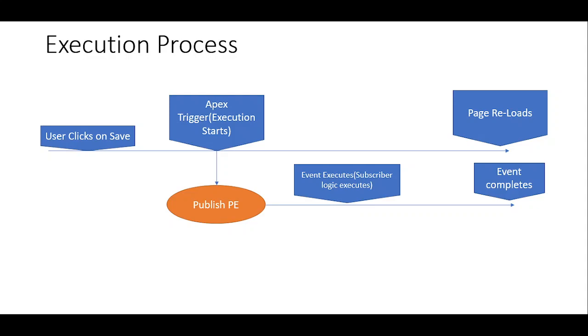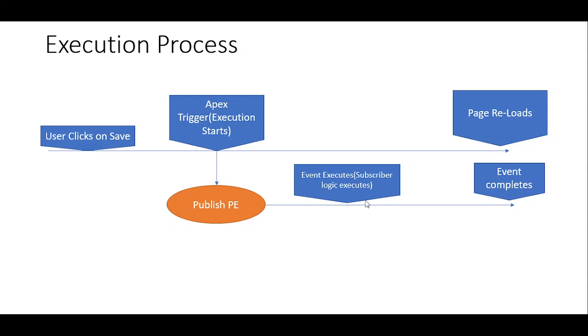So in this slide, I show you how this execution process works. For example, user is on a page, clicks on the save button, then the Apex trigger starts. And in Apex trigger, we have written a code to publish a platform event. Now platform event will be a parallel thread as it is executed asynchronously. So in that case, a parallel thread will be created, and as I said, there's no queue mechanism. So it is very likely that it may execute really quick even before the page reloads.